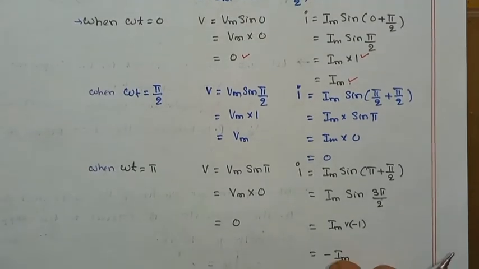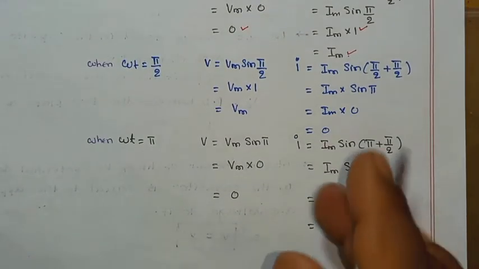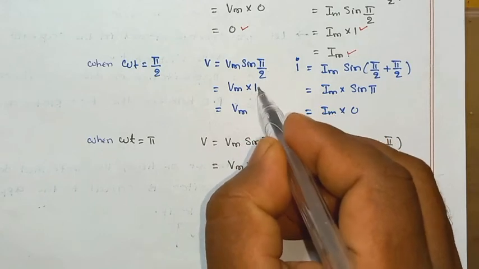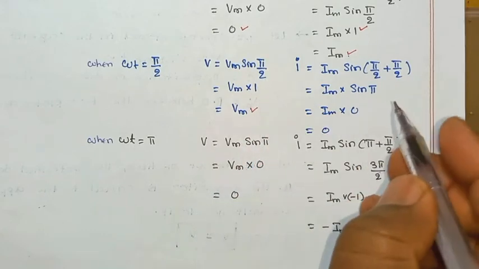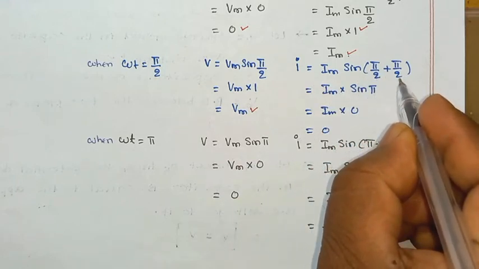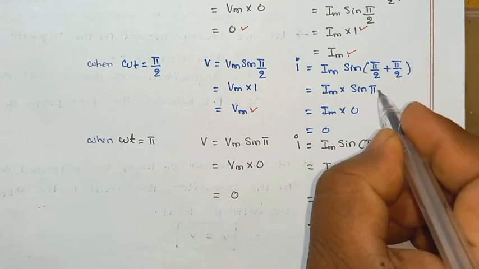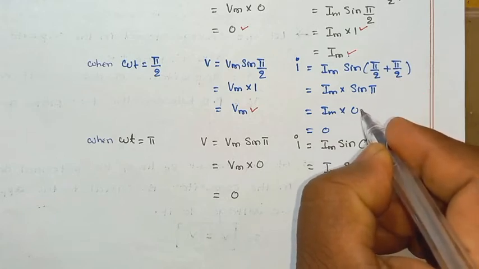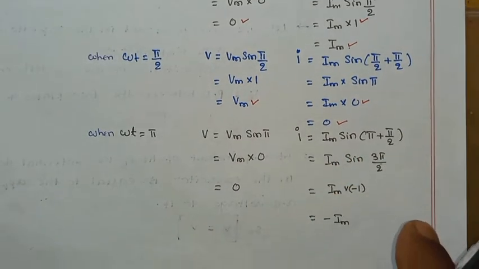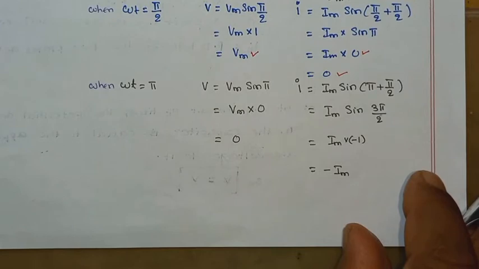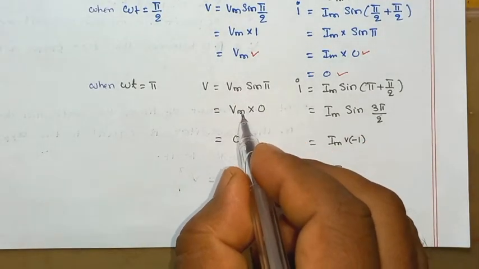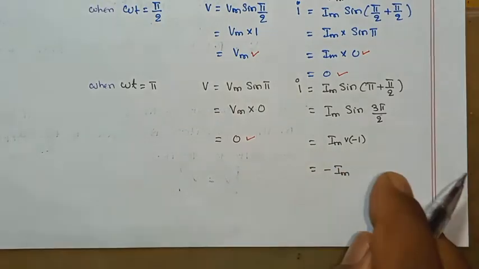Now put omega t is equal to pi by 2. So V is equal to Vm sin pi by 2. Sin pi by 2 is 1. So Vm into 1 is Vm. Okay? I is equal to Im sin pi by 2 plus pi by 2. Pi by 2 plus pi by 2 is pi. Sin pi is 0. So Im into 0 is equal to 0. Now put omega t is equal to pi. So V is equal to Vm sin pi. Sin pi is 0. So Vm into 0 is 0.